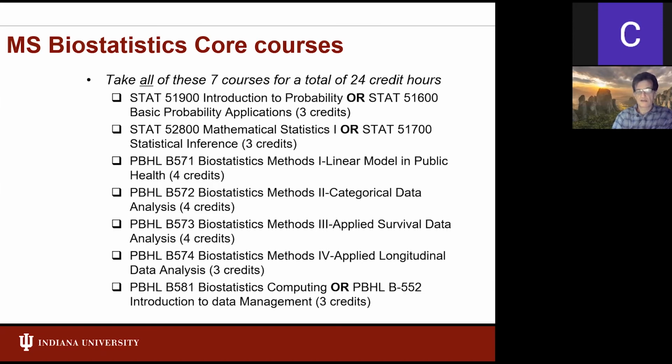So you have to take either 581, which is biostatistical computing, or 552, which is introduction to data management. This second course is particularly useful if you want to be a master's level statistician in a CRO, clinical research organization, or a clinical trial shop, where you will be required to do some data manipulation and so on.